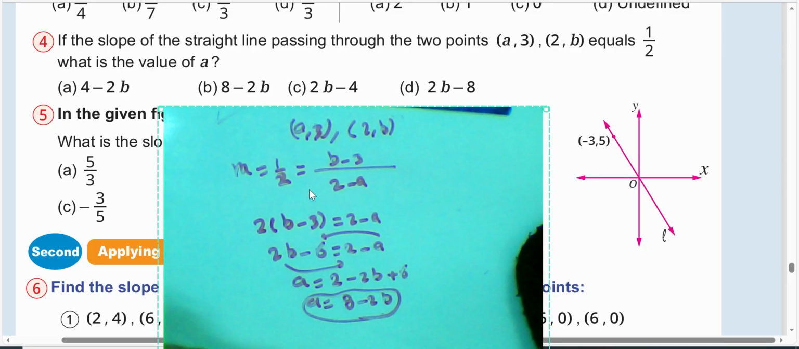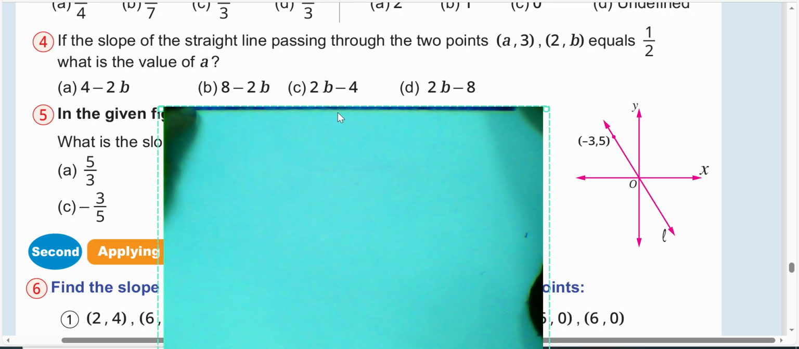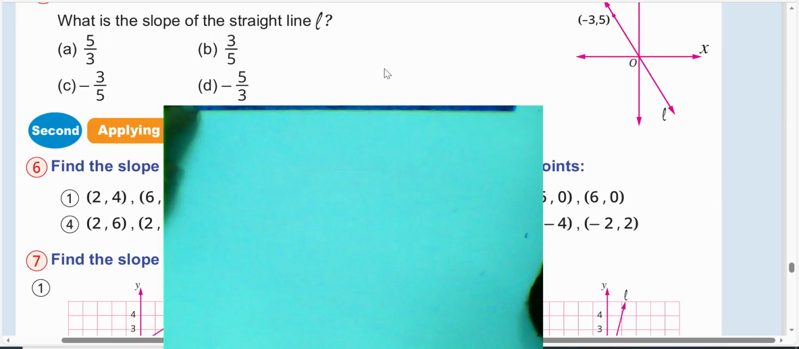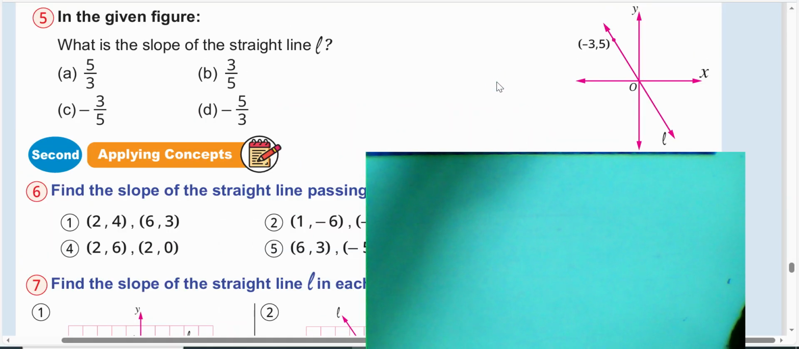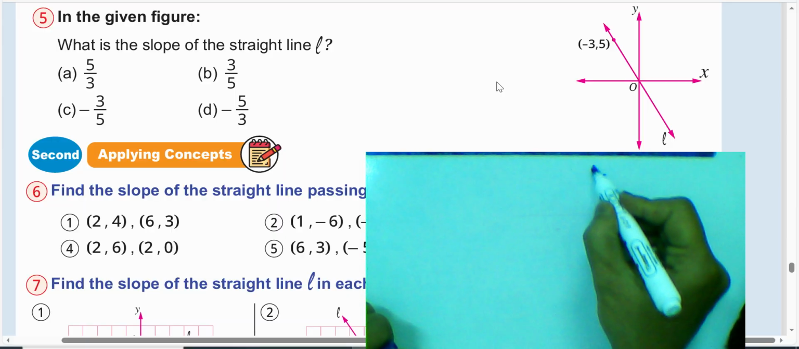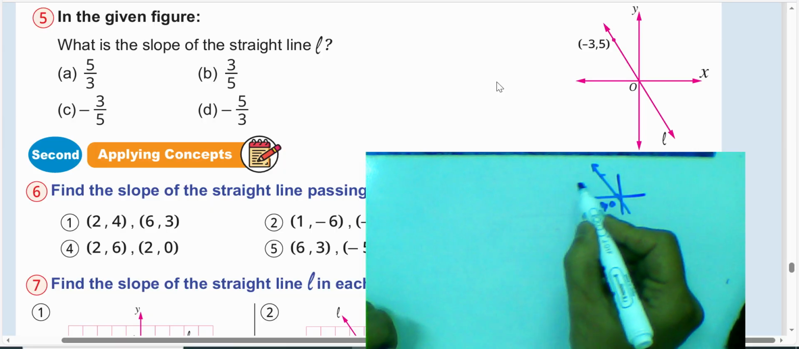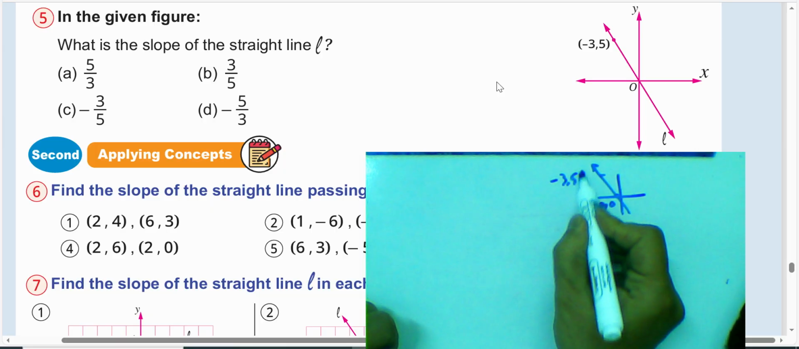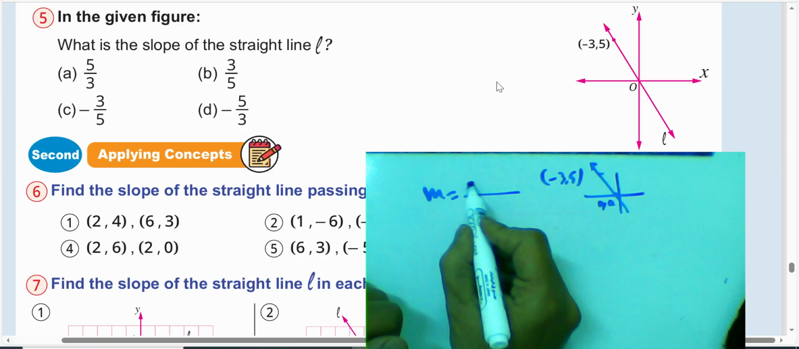Understood? Okay. Next question down, number 5. What is the slope of straight line L? We can put 2 points here. The straight line L passes through 2 points, 0 and 0, the origin point here, and the second point, negative 3 and 5. The slope will be equal, right, 0 minus 5.